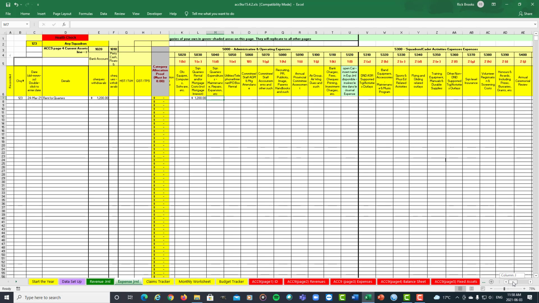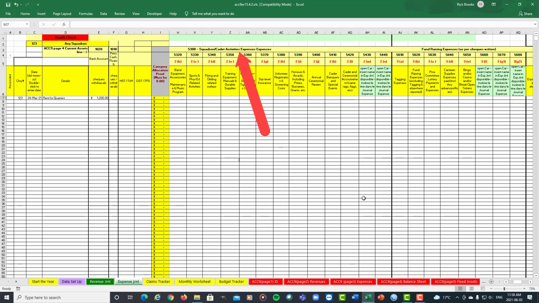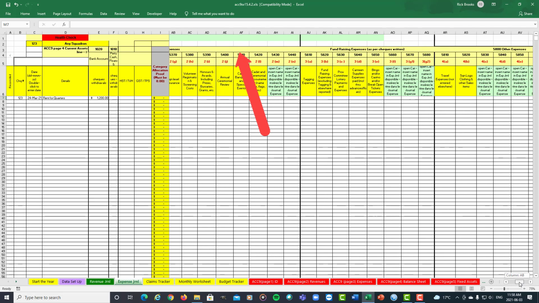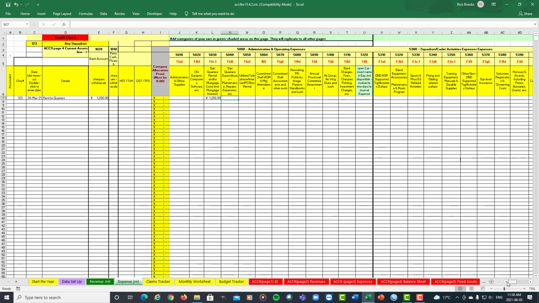In the expense journal, you have administration and operating expenses. You have squadron cadet activity expenses, fundraising expenses, and then the catch-all other expenses. So do learn all the different categories underneath, and it would make life much easier when doing your journal on a day-to-day basis.